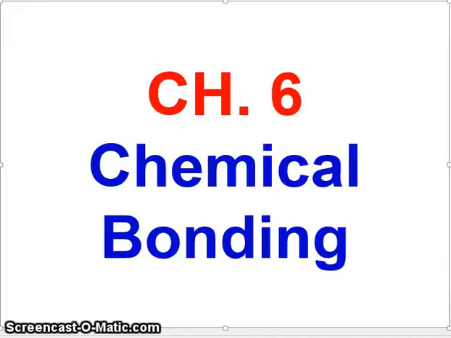This will be lesson 1 of chapter 6. In this chapter we'll talk about chemical bonding. In the previous chapter we talked about individual elements, and here we are bringing the elements together to form compounds.